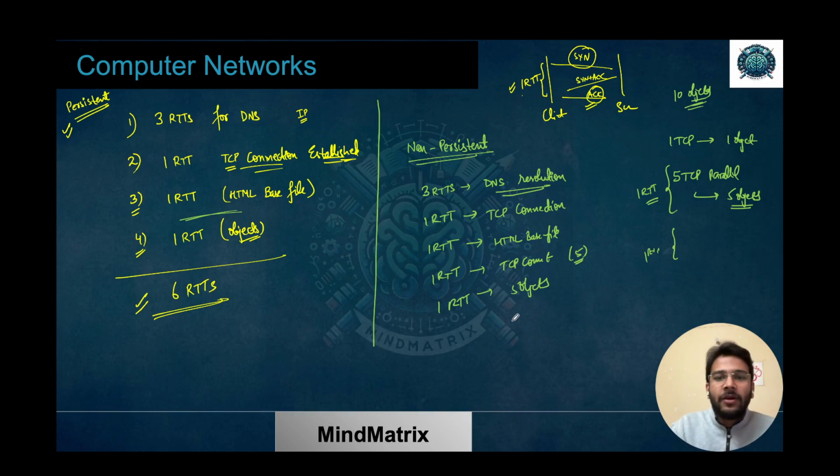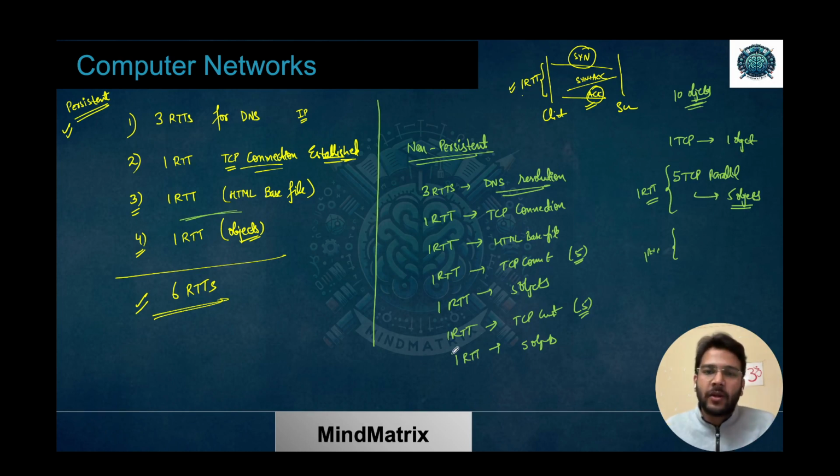Similarly, again TCP connections will be established, 5 TCP connections parallelly. So we need one RTT for that, and the remaining 5 objects will be transferred. That also needs one RTT. This is the scenario. I hope it is clear.